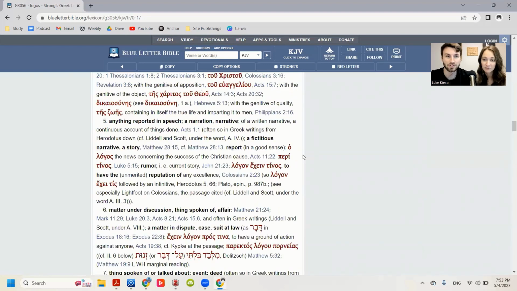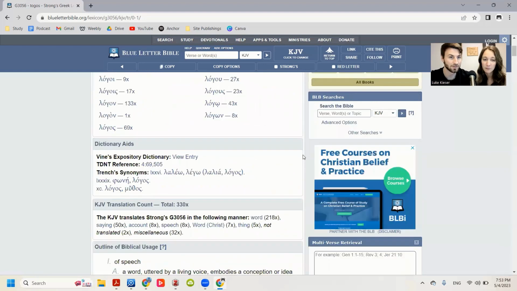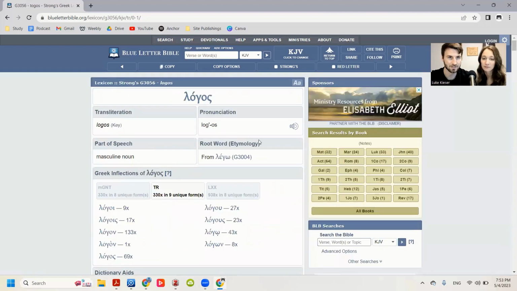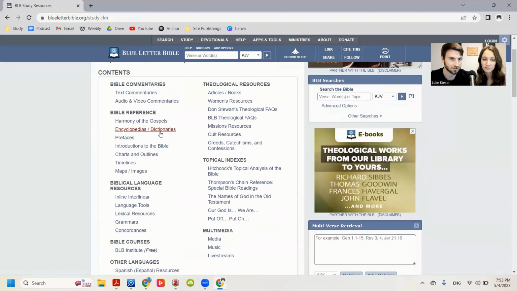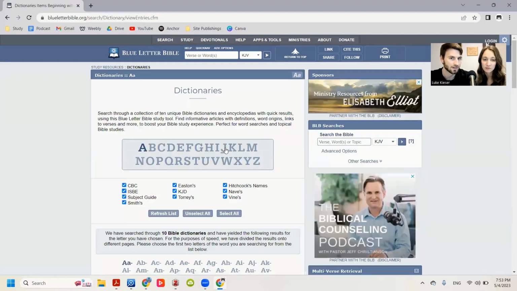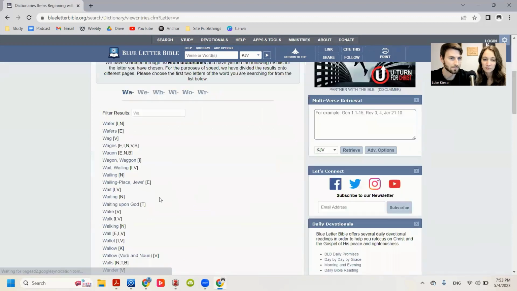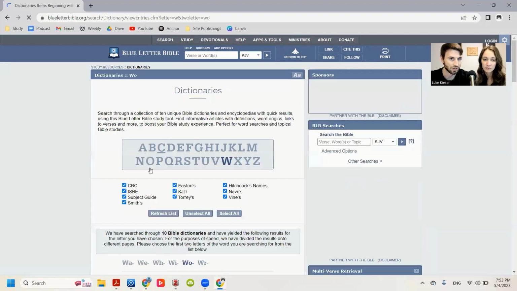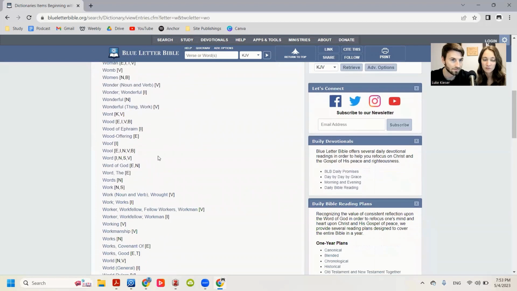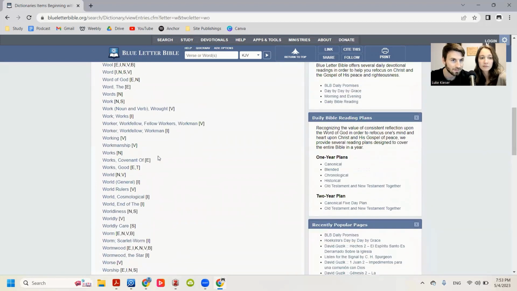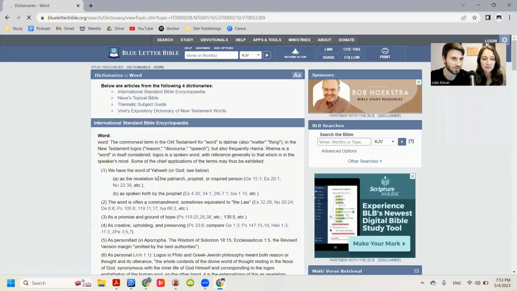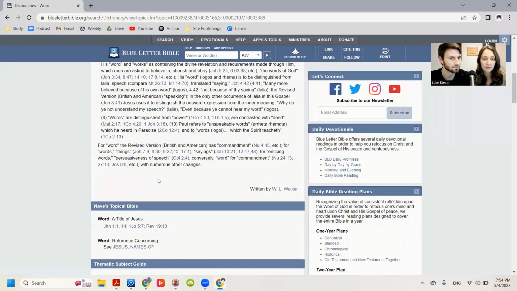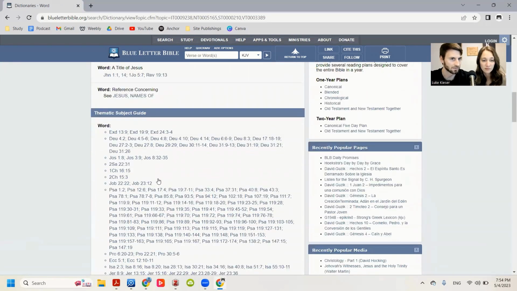So that's probably the most important feature of Blue Letter Bible. That's what I like about it, is collecting it into one place. The other feature is if you click study and find the encyclopedias and dictionaries, then you can look up a topic. So here you can look up word. There it is. Word in all of the dictionaries available. And that's another super helpful resource of putting all of those together.